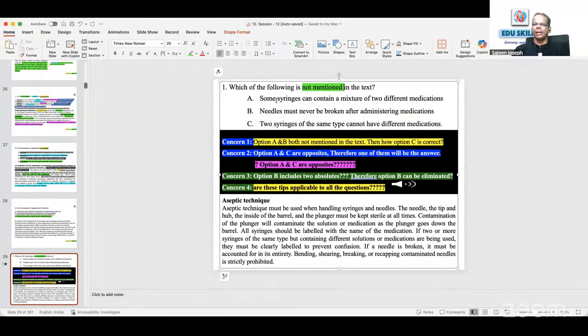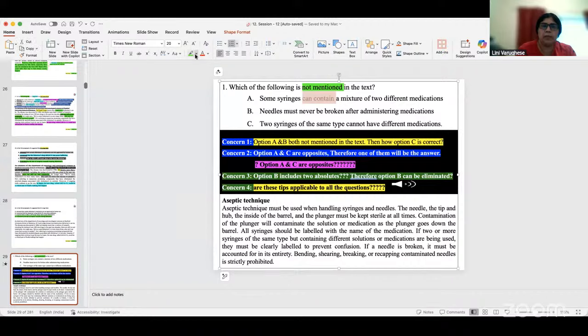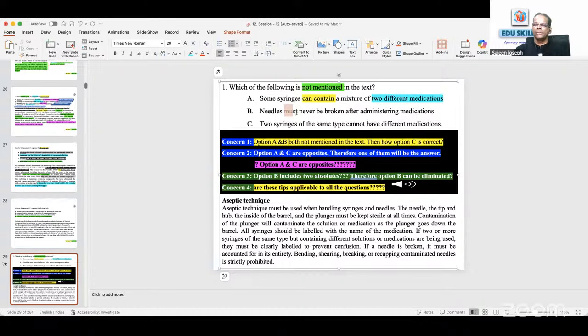Option A, some syringes can contain a mixture of two different medications. What are the hedging words? Can contain. Two different medications. Okay. Now option B, needles must never be broken after administering medications. Never, must, never. Eliminated.